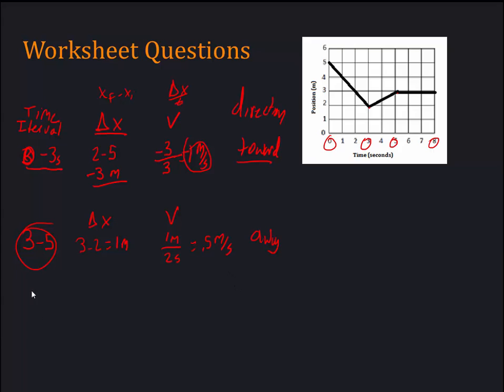And then finally, our last time interval, 5 to 8, the displacement is 0. Right? It started at 3 meters and it never changed, which means my velocity is also 0 meters per second, and there is no direction because it is at rest.